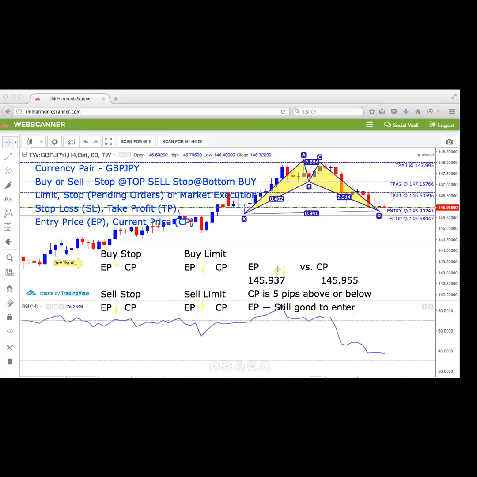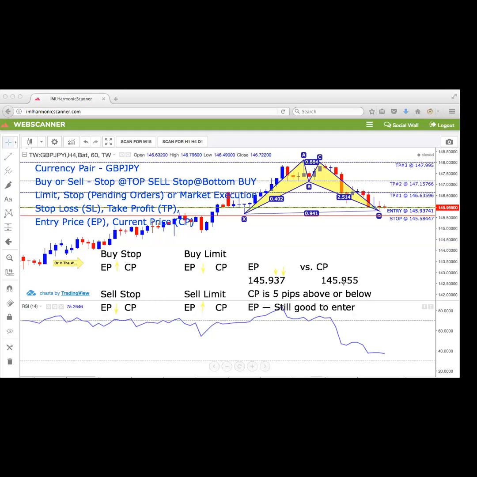Okay, is this a market execution or is it a pending order? Okay, so have we already passed the entry? Yes, we passed entry. So if we've already passed the entry, but it's still within that 5 pips above or 5 pips below, we'll do a market execution. Okay. So this would be a market execution.